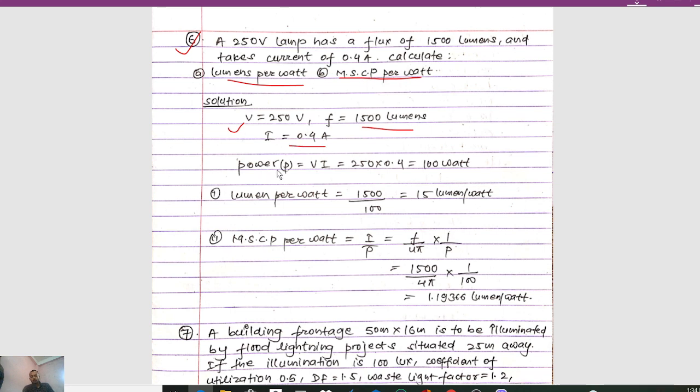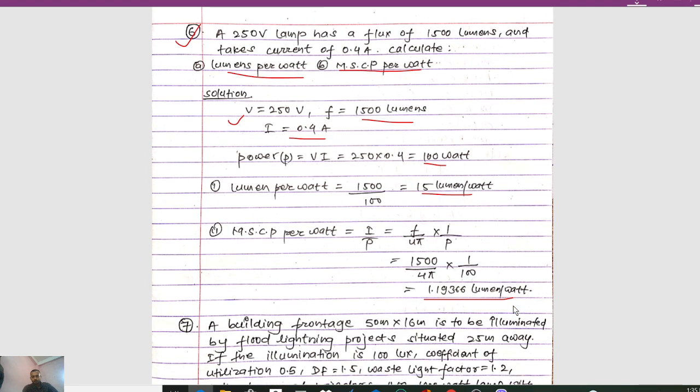So to calculate power, we have P equals V into I. So we'll get here 100 watt. Similarly, lumens per watt is calculated as 1500 lumens given, so 1500 upon this 100 watt, we'll get here 15 lumens per watt. Similarly, MSCP per watt will be I upon P, so I will be calculated as F upon 4 pi, into 1 upon P. So 1500 upon 4 pi into 1 upon P, and P is calculated as 100, so 1 upon 100 will get here 1.19366 per watt.